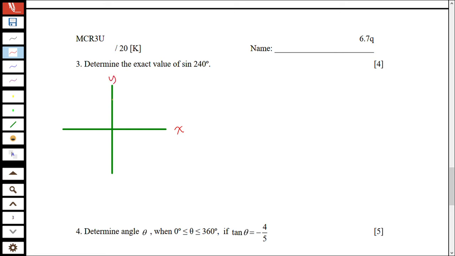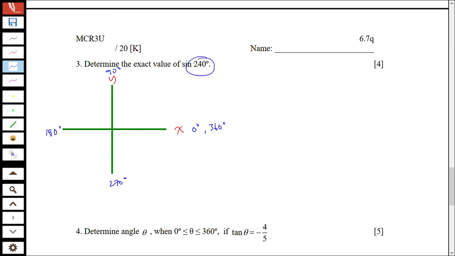So I have my X and Y. Remember, this is going to be 0 degrees, and we're going to go counterclockwise. So it's going to be my 90 degrees, 180 degrees, 270 degrees, and if I go full circle, then that's going to be 360 degrees.